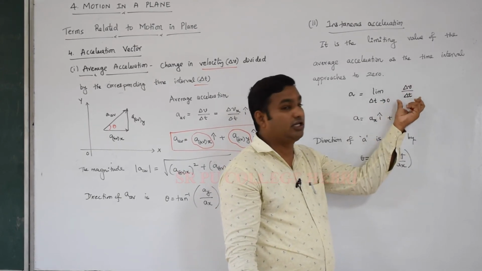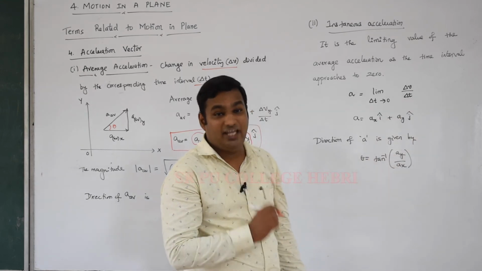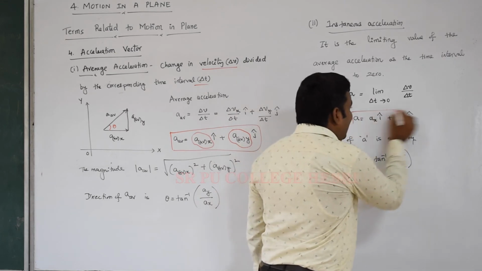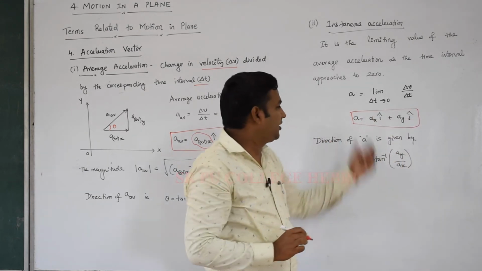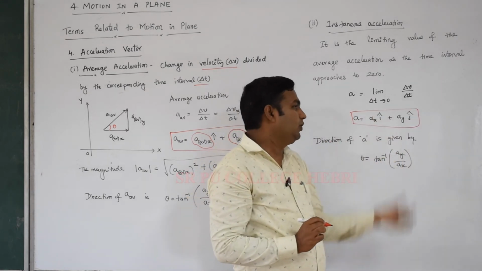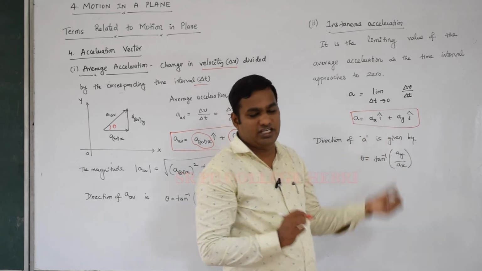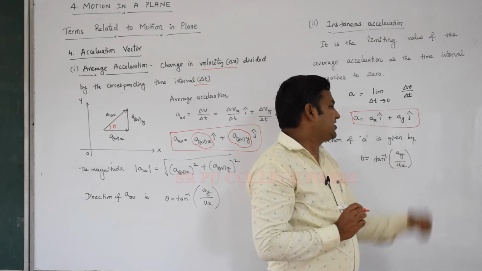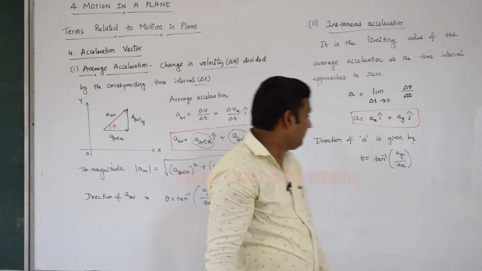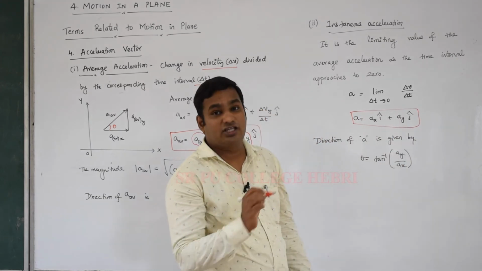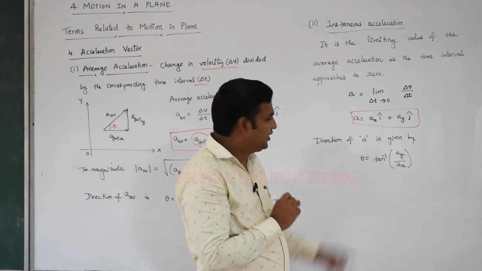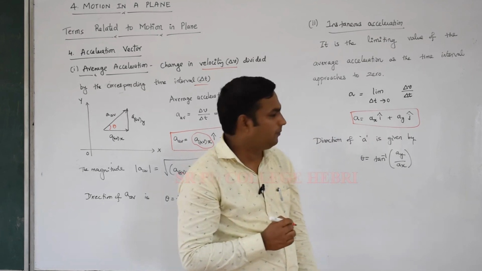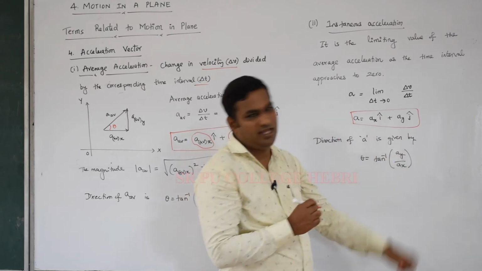Delta v divided by delta t itself is called average acceleration, and again we can write it in terms of components as: instantaneous acceleration a is equal to the component of instantaneous acceleration along x axis into i cap plus the component of instantaneous acceleration along y axis into j cap, and the direction of instantaneous acceleration is given by theta is equal to tan inverse of y component divided by x component, that we take as ay divided by ax.